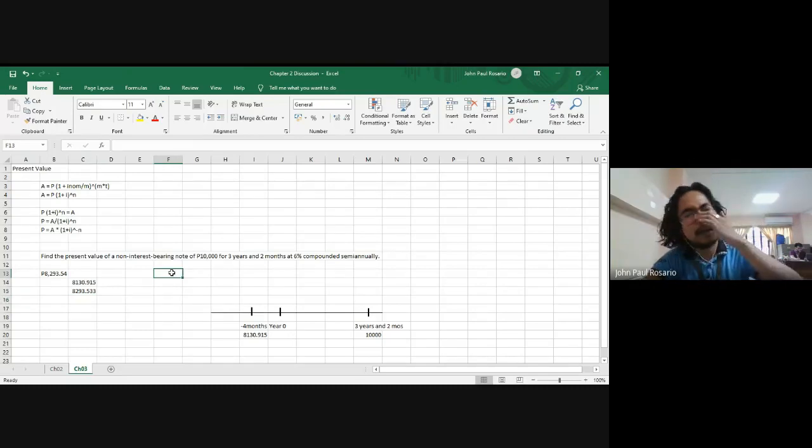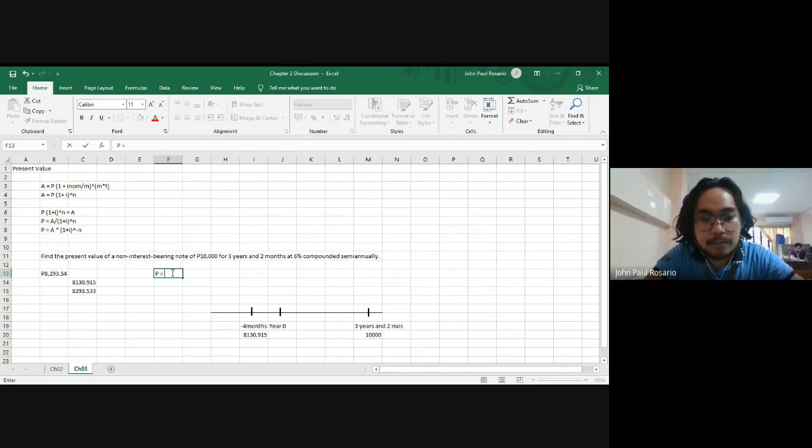Tapos, actually guys, ang ihapong shortcut na formula, hindi siya shortcut na formula, pero formula that you can use para isahan na nimo siyang input sa calculator is present value is equal to maturity value times 1 plus i-nom over m raised to the power of m times whole compounding period, whole number of t. Magamit na lang tag n.